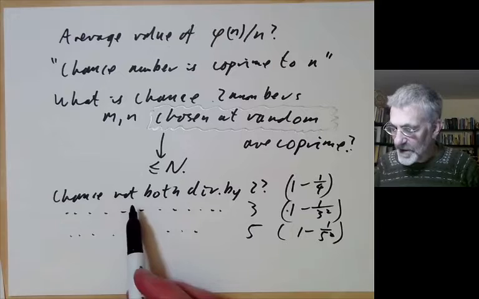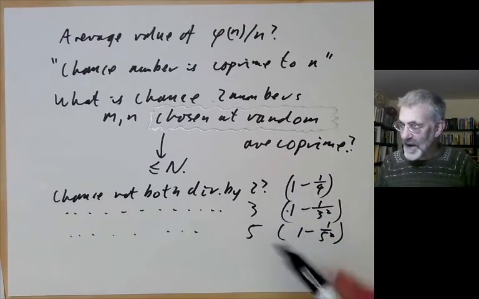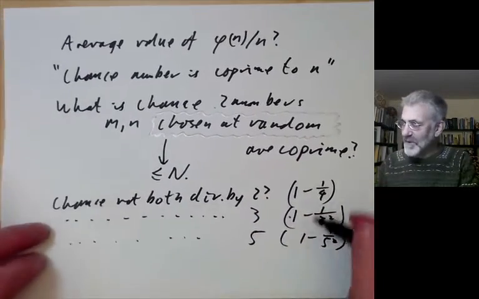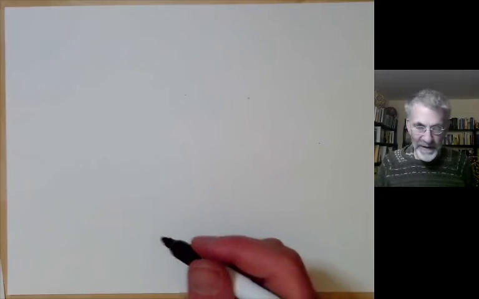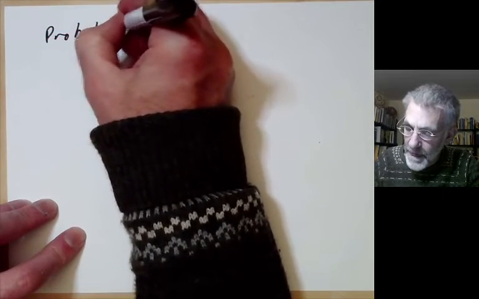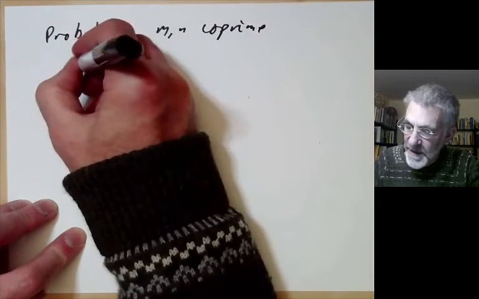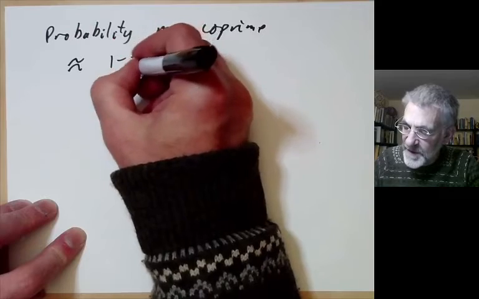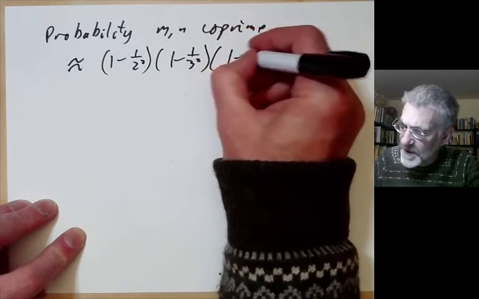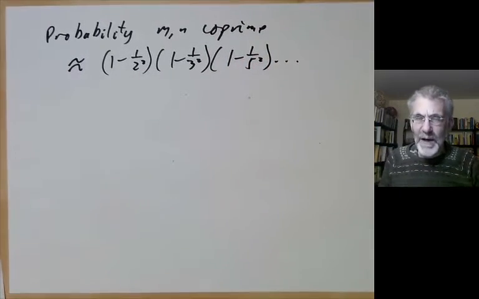So what we really want is that the chance that they're coprime is going to be the chance they're not divisible by any prime. So we multiply these all together, and we find the probability that m and n are coprime is going to be about 1 minus 1/2 squared times 1 minus 1/3 squared times 1 minus 1/5 squared, and so on, where this is a product over all primes.